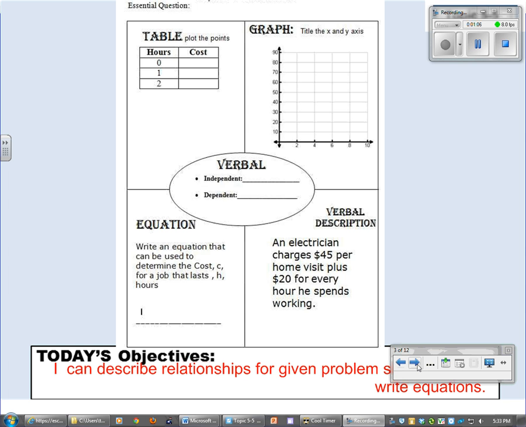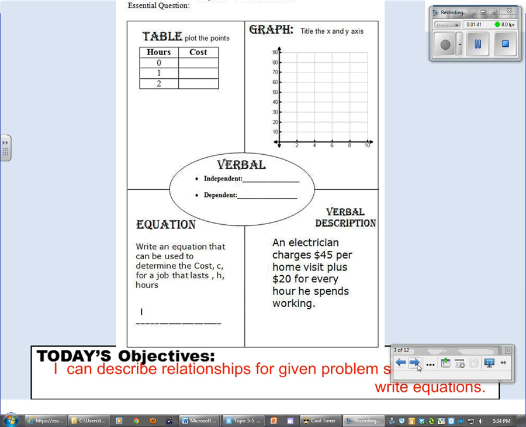Today we're going to be making connections between the tables, the graphs, writing the equations, and a verbal description. So each day we have concentrated on one of those particular things. Now we're going to do all of them. Looking at the first problem, we are given a table, a graph, an equation, and the verbal description. The one area that has everything filled in for us is the verbal description, so we will start with that information and see how we can use it in order to create or fill in the rest of our information.